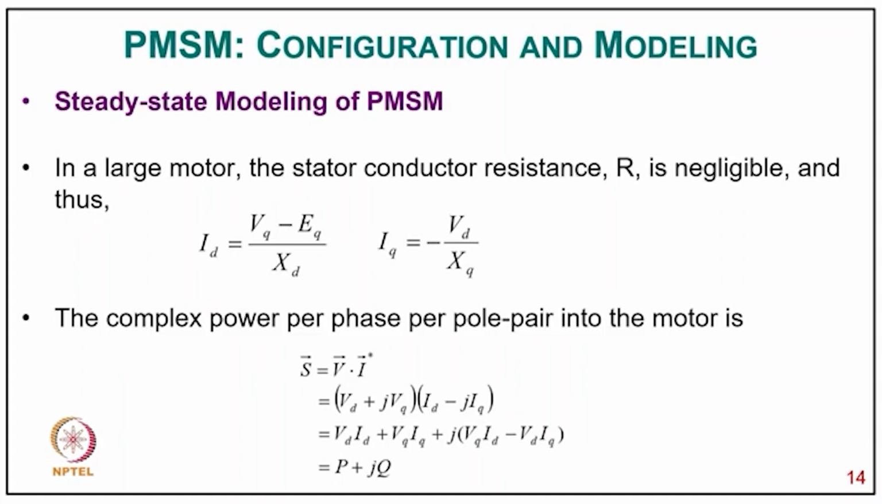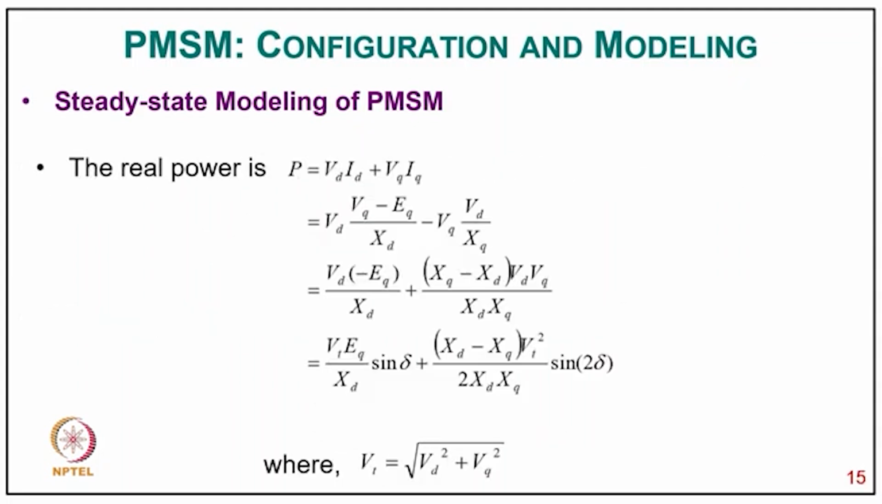j(Vq Id minus Vd Iq), equal to P plus jQ. From this we can call the real power P equal to Vd Id plus Vq Iq, which is Vd, and putting the value of Id, that is (Vq minus Eq) upon Xd, times Vq, and minus Vq with the value of Iq being minus Vd upon Xq.